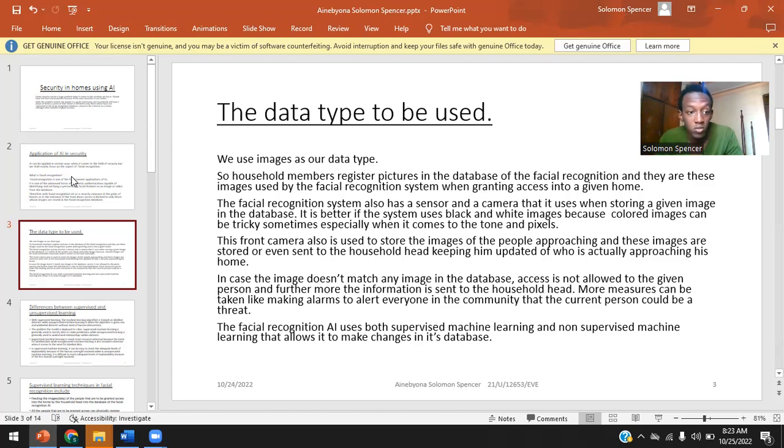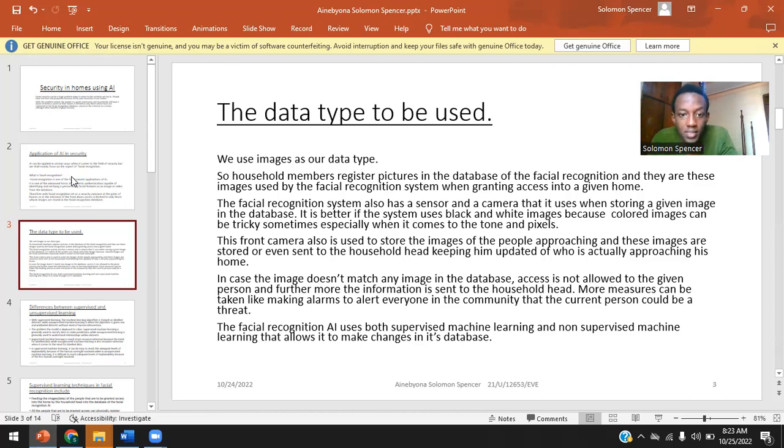And furthermore, you can even connect your phone. For example, if you're the household head, you can connect your phone to the facial recognition AI such that in case someone is approaching your home, you get a notification, and you can see that so-and-so tried approaching my home, and you can tell whether the person is a threat or part of your family. Yes.